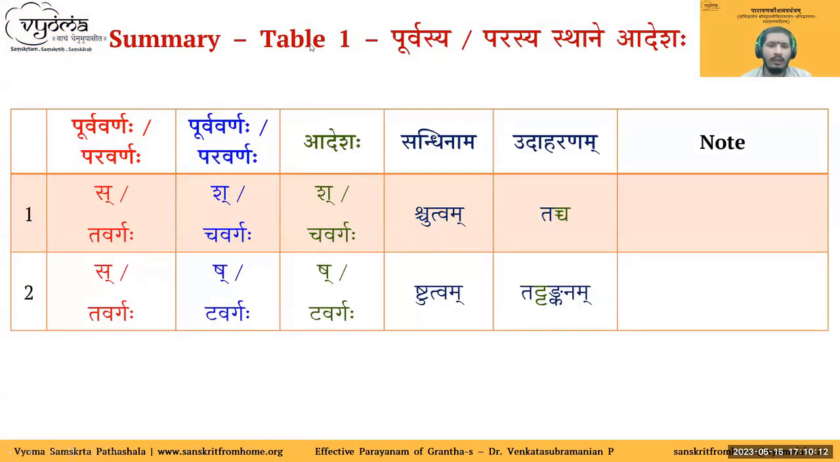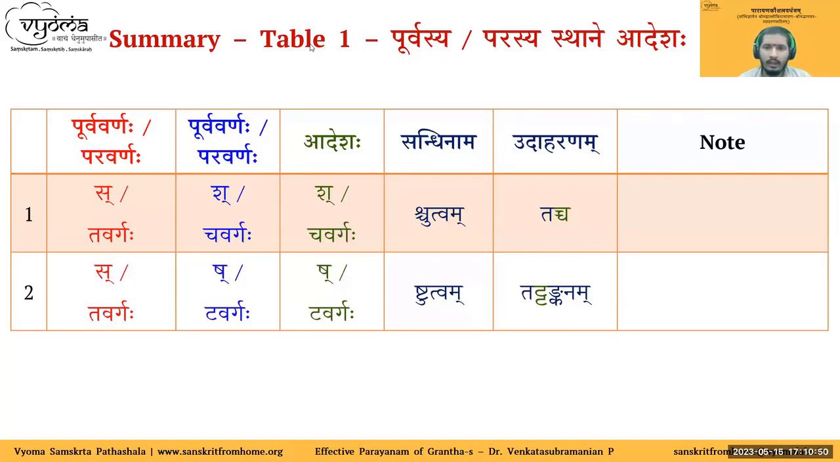So, firstly, Vyanjanasandhis can be understood by dividing them into four parts. The first part is wherein the Puravarna or Paravarna can be interchanged. That is, there is no fixed rule for the Puravarna, that so-and-so should be the Puravarna or so-and-so should be the Paravarna. Such a rule is not present in a few cases. So, this is the first type.